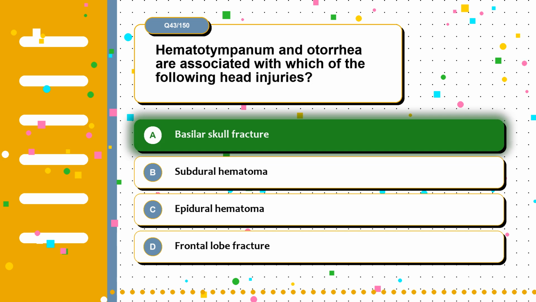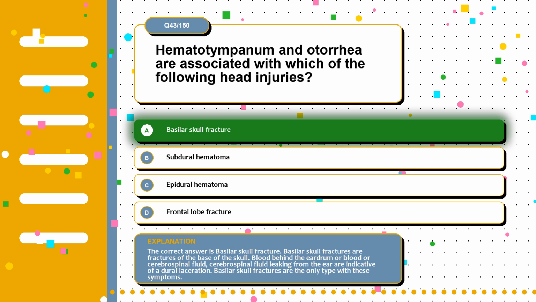The correct answer is option A. Basilar skull fracture. Basilar skull fractures are fractures of the base of the skull. Blood behind the eardrum or blood or cerebrospinal fluid leaking from the ear are indicative of a dural laceration. Basilar skull fractures are the only type with these symptoms.